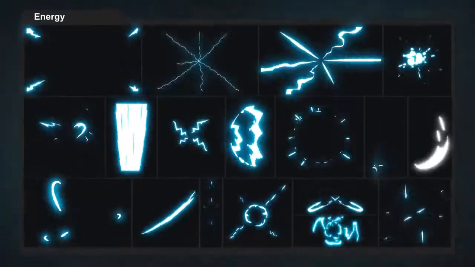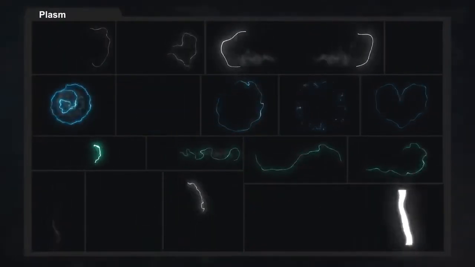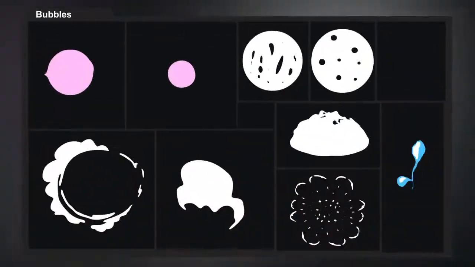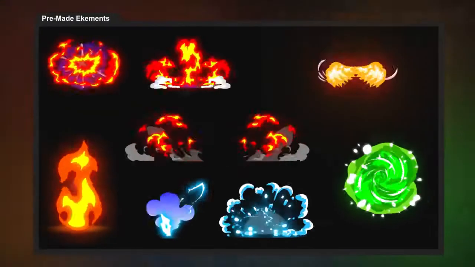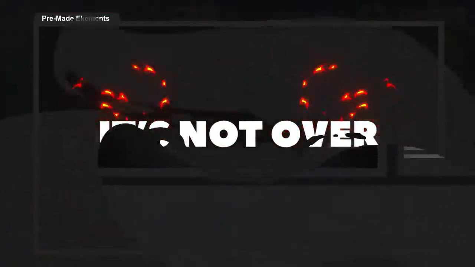Animated elements. Electric. Energy. Plasma. Explosions. Fire. Smoke. Splash. Bubbles. Liquid. Claw. Swish. Real smoke effects. Two packs of combined elements. And it's not over yet.